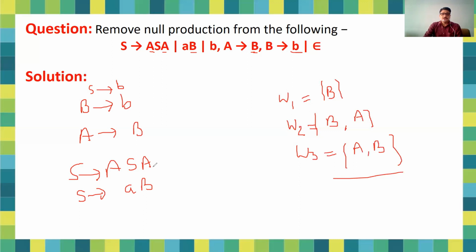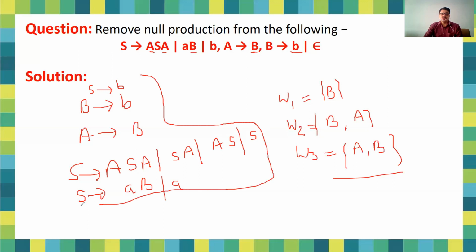Clear? So in this case, if you apply null in place of this A, then you can find ASA. If you apply null in place of this, then you can find AS. Clear? If you place null in both places of A, because A is the nullable variable, then you can find only S. In a similar way, because B is the nullable variable, if you apply null in this place of B, then you can find only A. So now all these are the final production rules after elimination of null production.